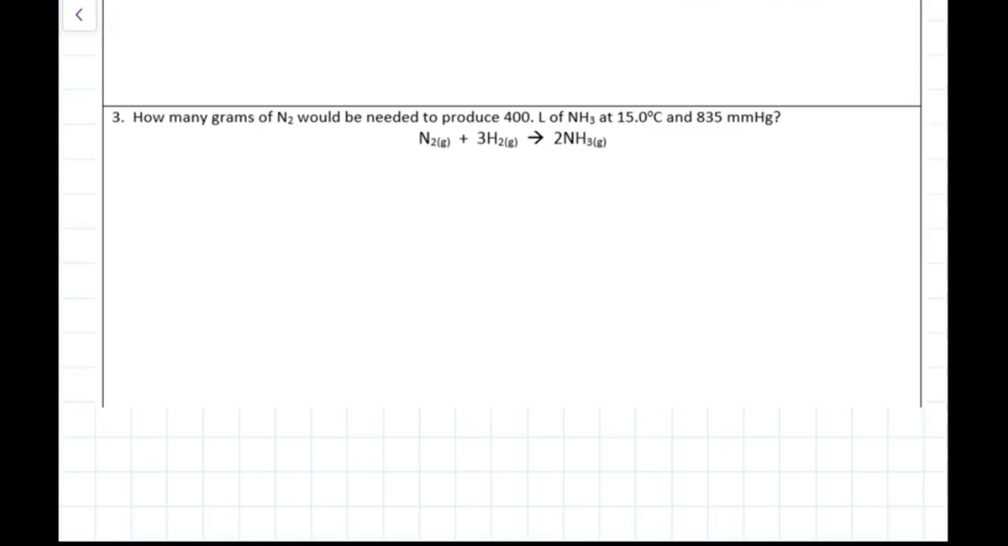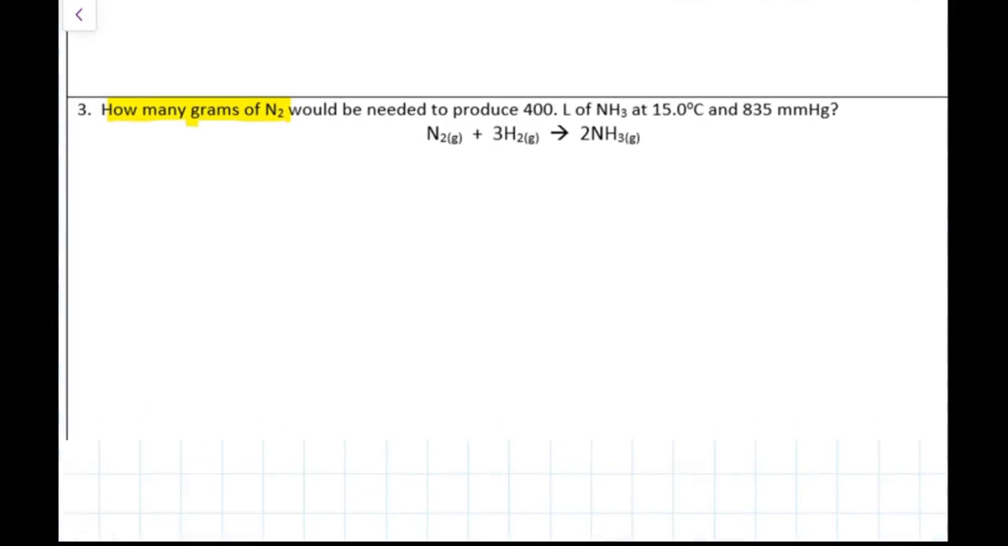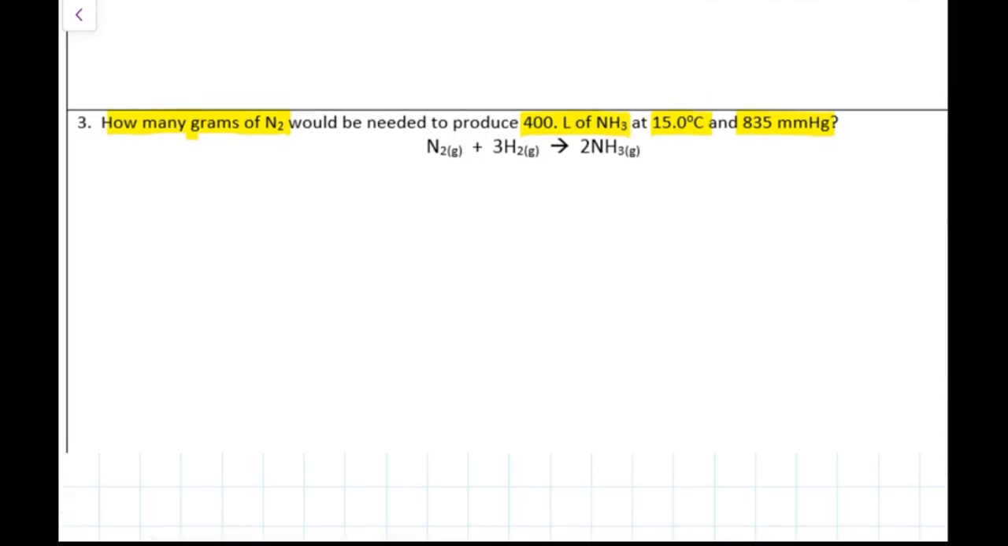I'm asked for how many grams of N2, right? So that's what I need to know. I'm given 400 liters of NH3, 15 degrees Celsius, and 835 mmHg. So let's take a look at which of the problems up above, 1 and 2, this one best compares to. So I guess the first point to this is the ultimate question is how many grams of something, right?